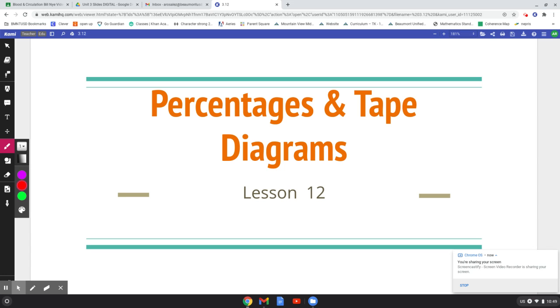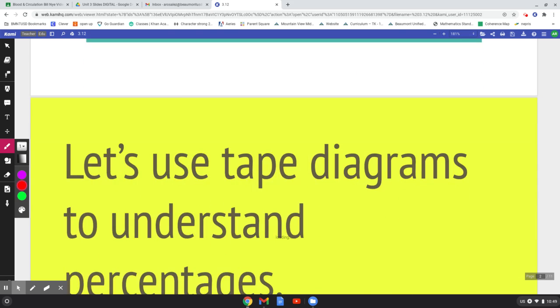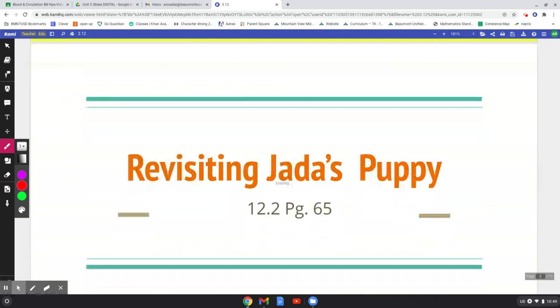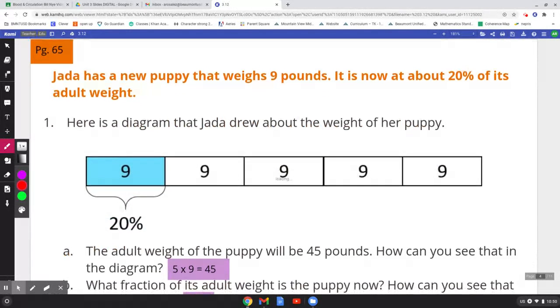Okay, so today we're still doing percentages, but this time we're doing tape diagrams rather than the double number lines. We will use tape diagrams to understand percentages. So remember last time we were talking about Jada's puppies. We're going to use a similar problem and we're going to use a tape diagram instead. So you're on page 65 in your book.